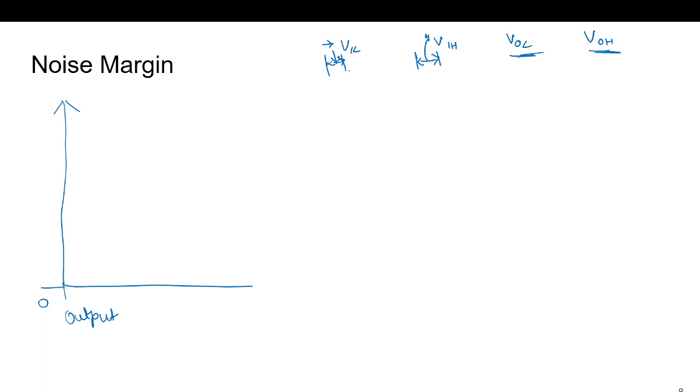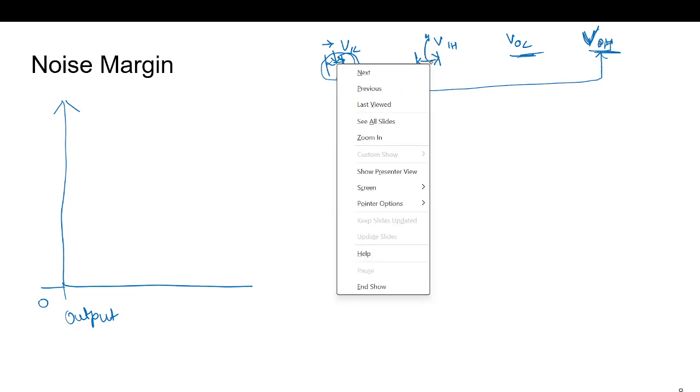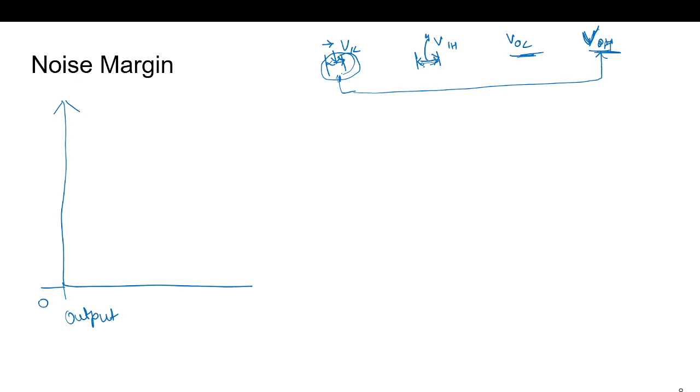Yes. So if we are applying any potential in this range, if it is an inverter circuit, it will be detected as a logic low, and the output will be logic high. And the same way, if we apply the potential in this range, it will be considered as logic high input, and the output will be in this VOL range.